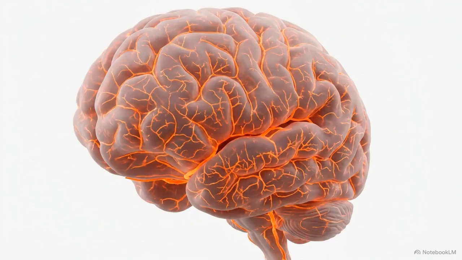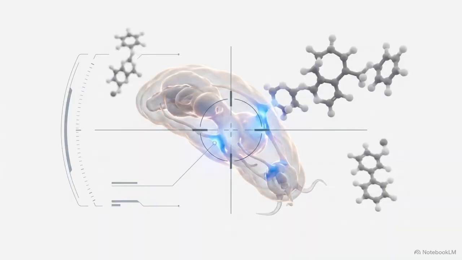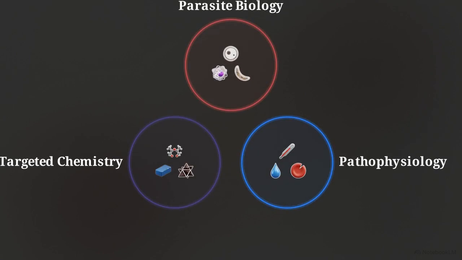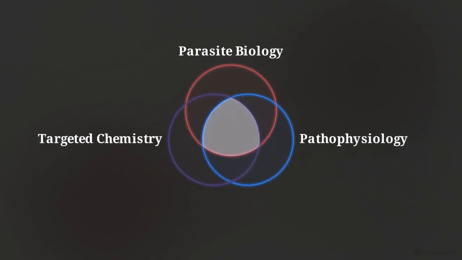Left unchecked, a falciparum infection aggressively targets the microvasculature, leading directly to life-threatening clinical endpoints, like cerebral malaria and complete multi-organ failure. Effectively treating this infection requires clinicians to map pharmacological agents to the parasite's specific metabolic vulnerabilities at distinct life cycle stages. Mastering clinical management means mastering the exact intersection of parasite biology, systemic pathophysiology, and targeted chemistry.